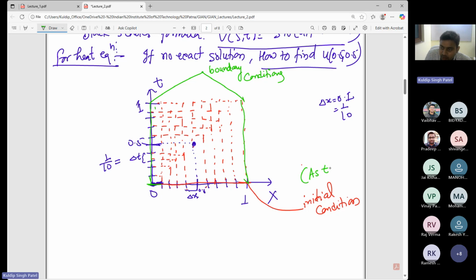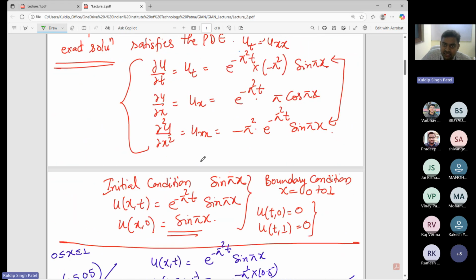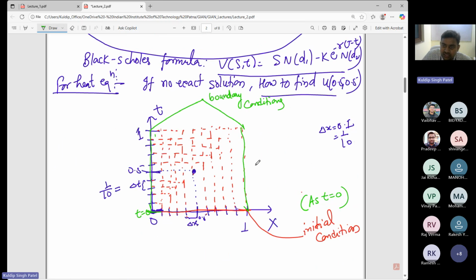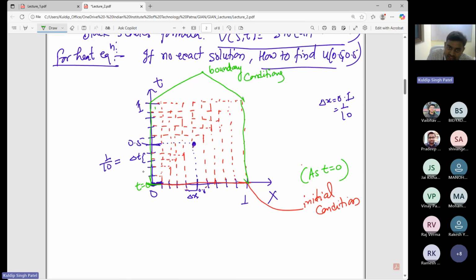As t is 0, right? T is 0 here. So what was our initial condition? Initial condition is t at 0. You see here, t is 0. And what are boundary conditions? T is anything but once x is 0, which is this one. Yeah, this is x equals 0 and this is x equals 1.